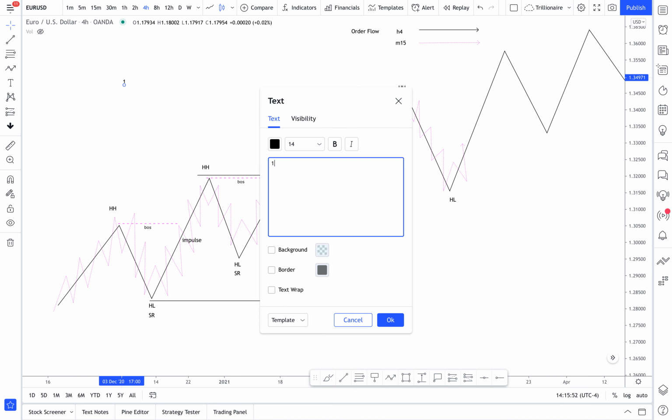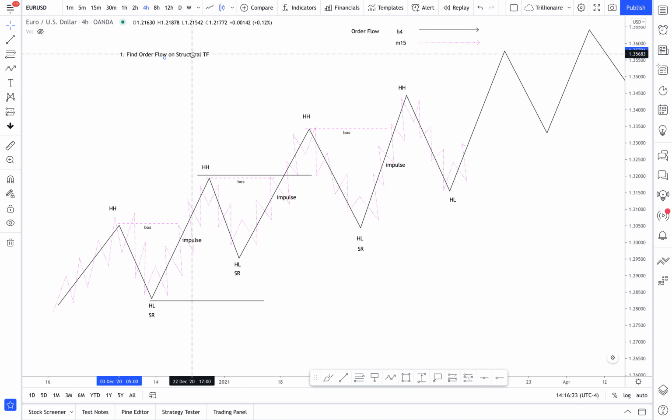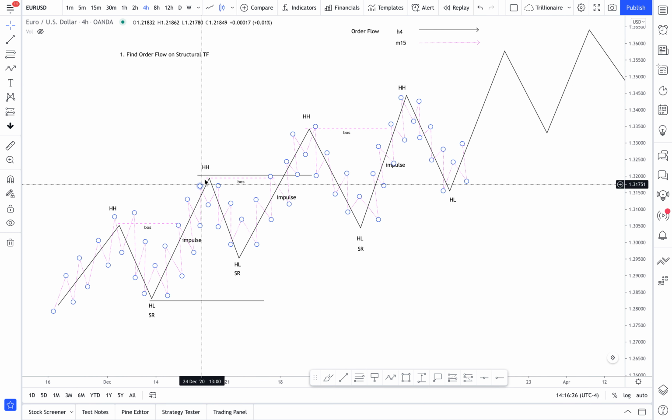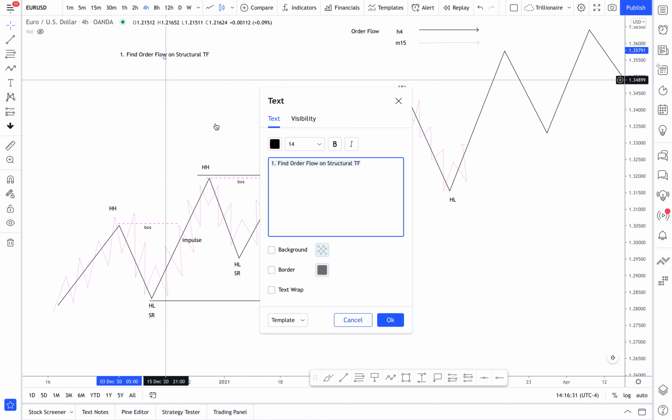So the first step, find order flow on structural time frame. That can be H4, daily, weekly. You can use H1, but I would use H1 only if you're trying to intraday trade or day trade. But if you're going to be holding a trade for more than 24 hours, more than 48 hours, I would use the H4 and up to figure out order flow. Is price making higher highs and higher lows on that time frame, or is price making lower lows and lower highs? That should be your first question.